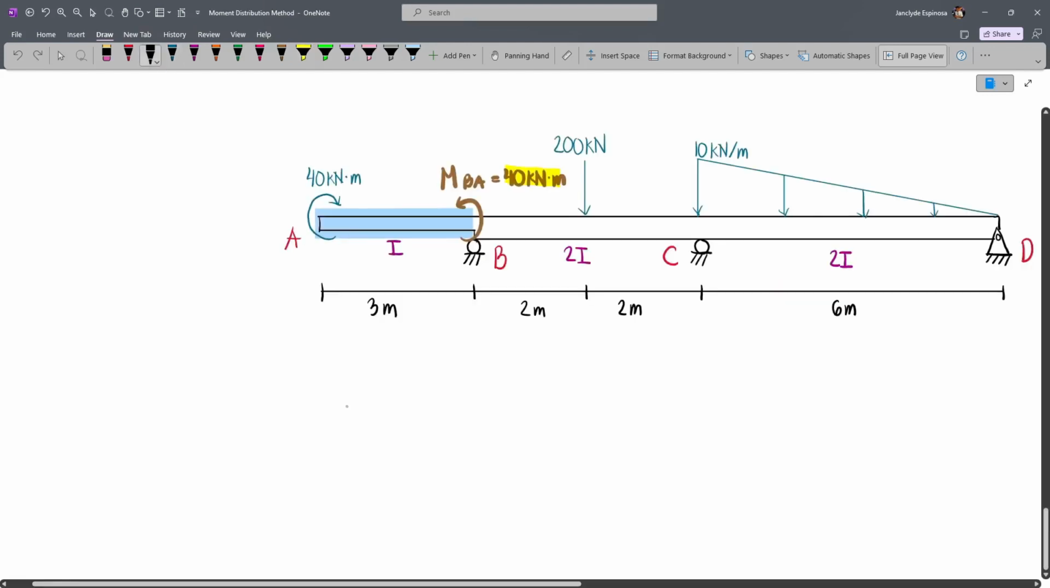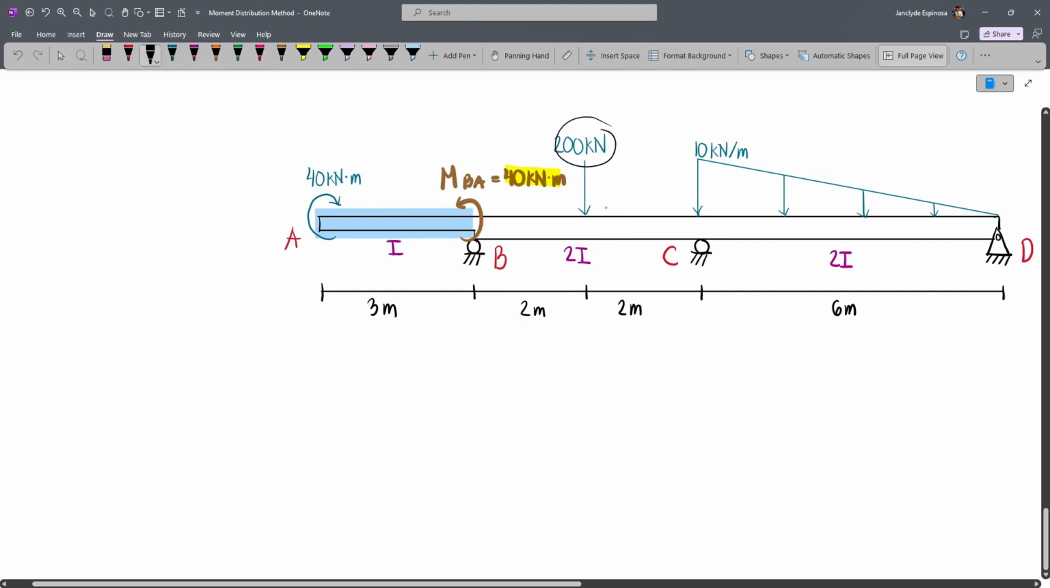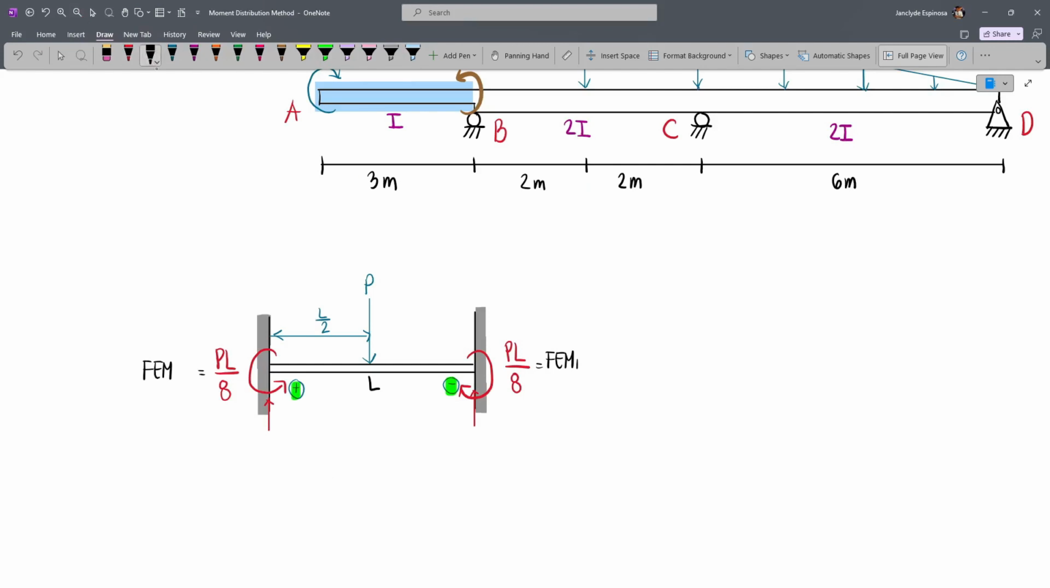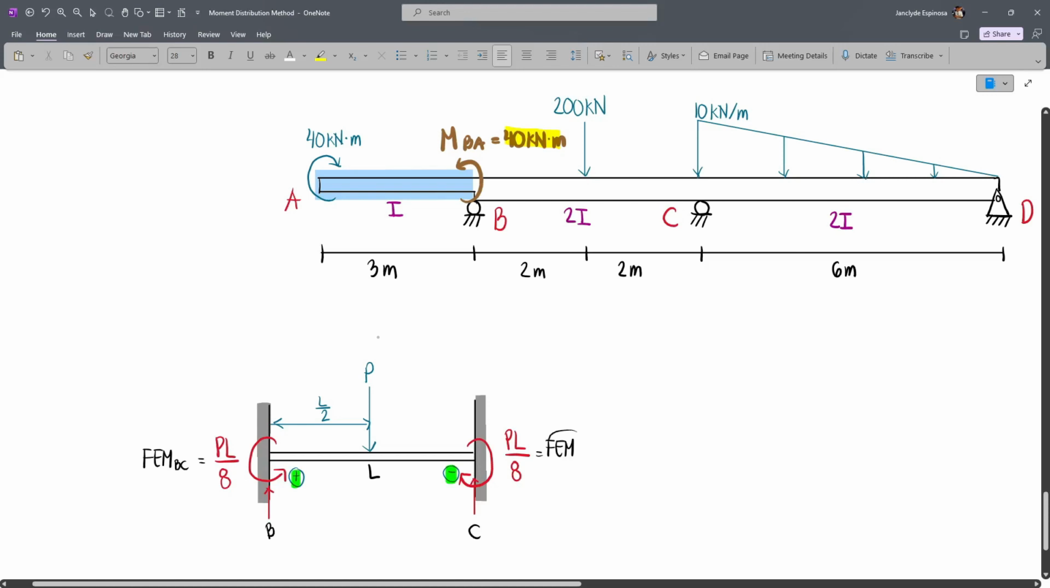Now first, we'll compute the FEM. BC has a concentrated load at the midspan, because this is 2 meters and this is 2 meters. So we have B and then this is C. And then this is FEMBC while this is FEMCB.